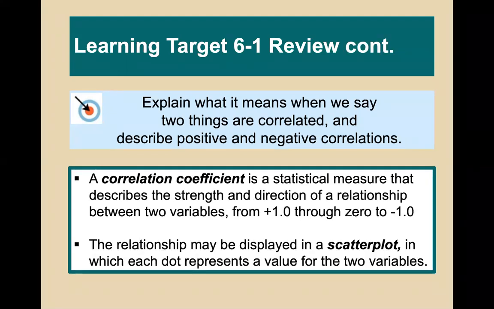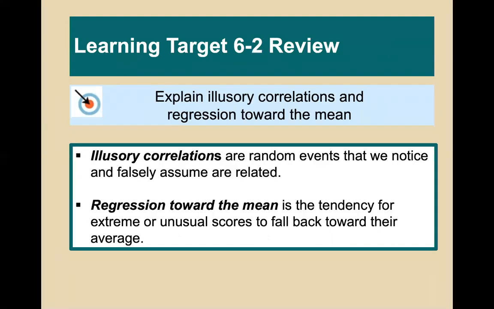Next learning target, explain what it means when we say two things are correlated and describe positive and negative correlations. So in psychology, we use a correlation coefficient, and it's a statistical measure that describes the strength and direction of a relationship between two variables. This can go from +1 through 0 to -1. The relationship may be displayed in a scatterplot, which is a great visual way to see the relationship between two variables.